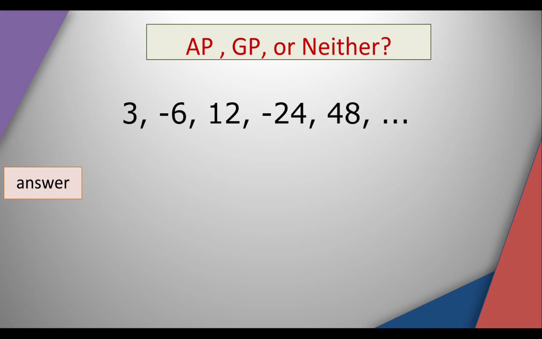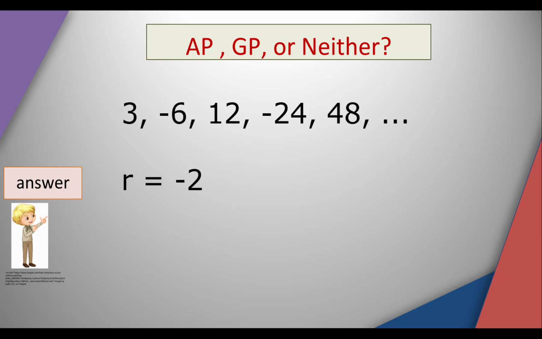Next, AP, GP or neither. 3, negative 6, 12, negative 24, 48. Would this be a GP, AP, or neither? And the answer is it is a geometric progression and the common ratio is negative 2.